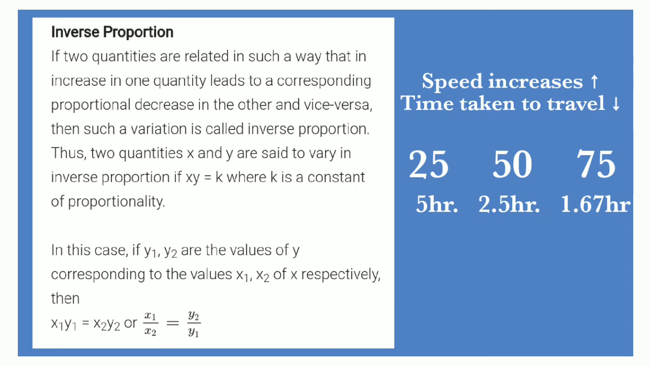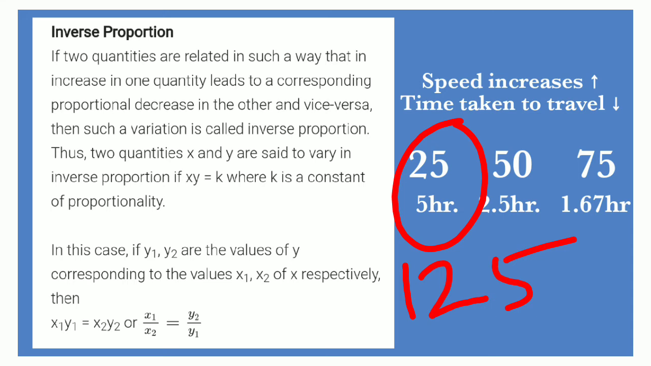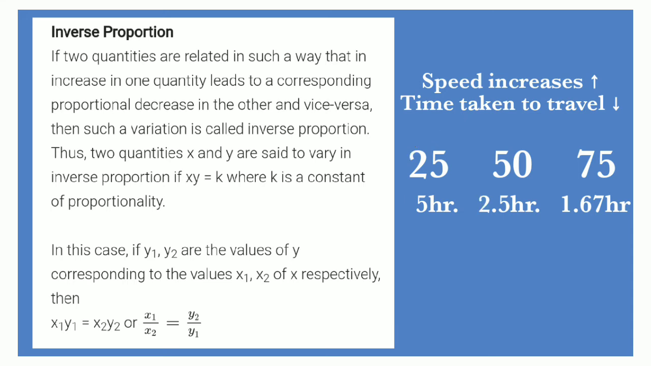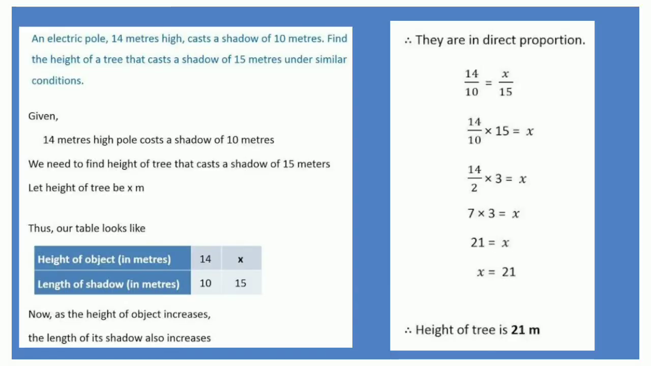Then multiply 25 into 5, you will get 125. Then 50 into 2.5, you will get 125. And also 75 into 1.67, you will get 125, the same answer. So this variation is called inverse variation. So let us discuss some examples.